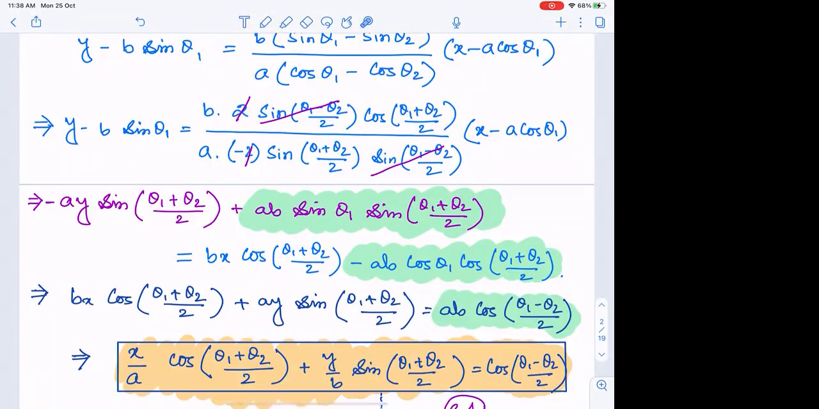So obviously you can identify now, if we have any speciality in terms of the sum of the eccentric angles of the extremity, or otherwise the difference of the eccentric angles of the extremity, we are in a position to capitalize on that.